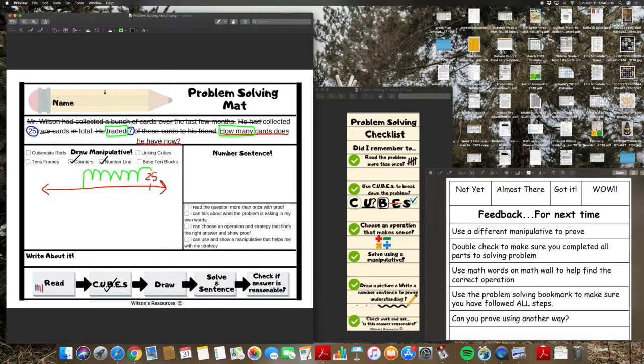So let's do it. So 25, 24, 23, 22, 21, 20, 19, 18. I've landed on the number 18. So I'm going to draw 18 right here. That's where we left off on our number line. If this strategy was effective, we could say that Mr. Wilson has 18 cards left.